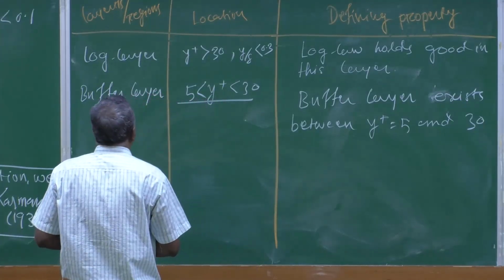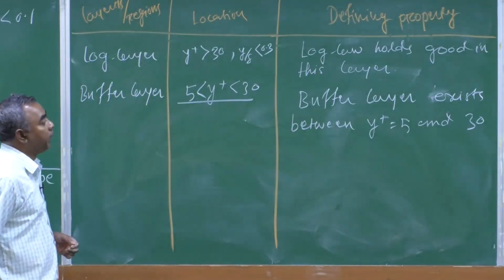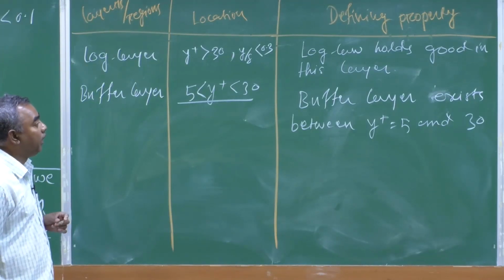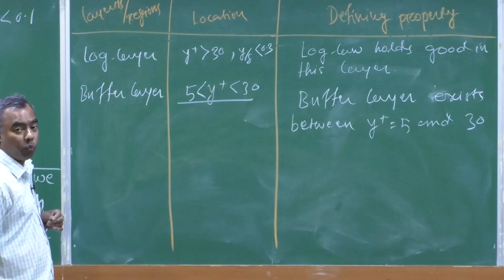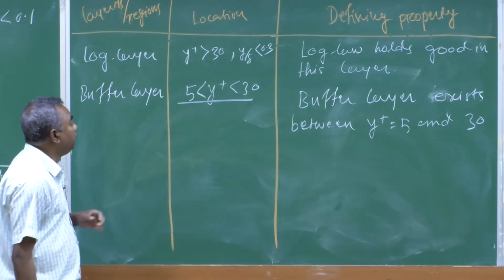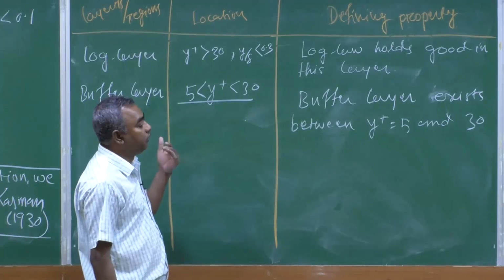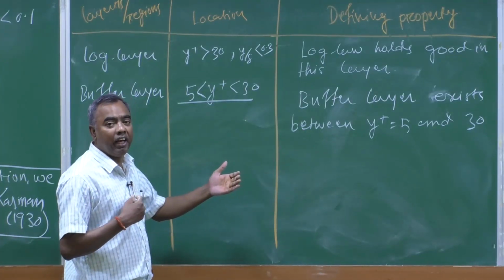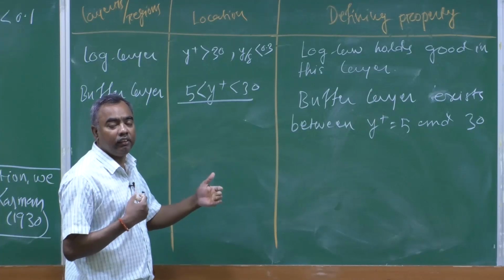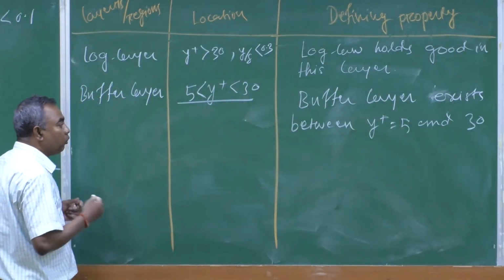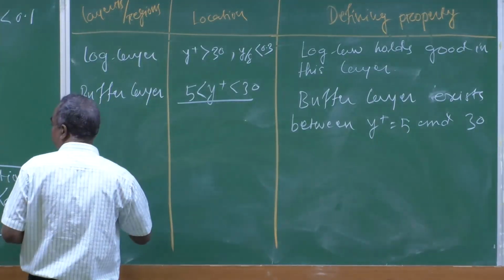As you see, your inner layer extends till approximately y by delta 0.1, whereas your outer layer starts beyond y plus 50. So, between the inner layer and the outer layer there is an overlap layer. The last layer, which is known as the overlap layer, is the layer in between.